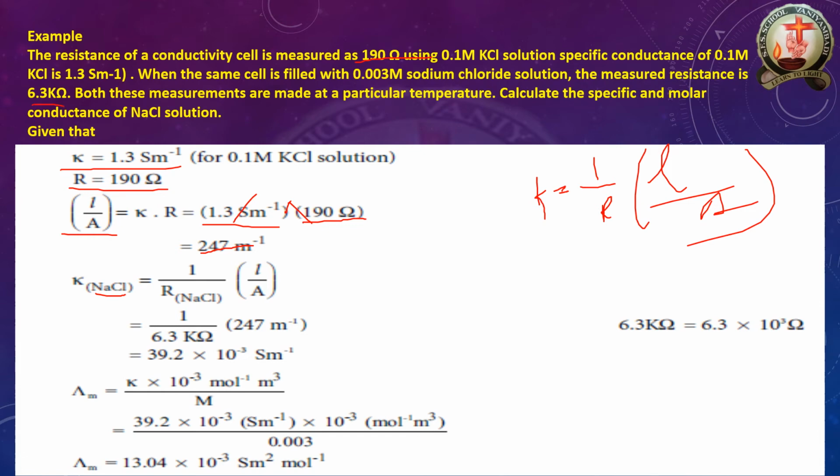6.3 kilojoules. Okay, conductance resistance they are given for the NaCl resistance 6.3 kilojoules into what is the cell constant value? 247 per meter. So K is equal to 10 to the power 3. So instead of removal this one, I am substituting this K 10 to the power 3 ohms for the simple calculation.